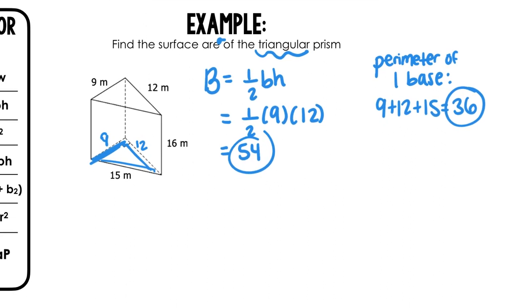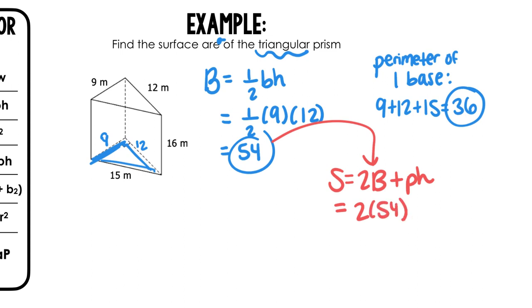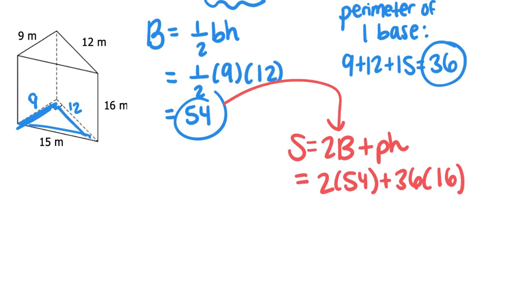So the surface area of a prism, the formula is above in your notes, and it's also on your formula sheet. It's S equals 2B plus PH. So I'm just plugging into that. I know that big B is 54, so I'm going to put a 54 there. P is the perimeter of the base, which I found to be 36. H is the height of the prism, which is 16. So just plug that into a calculator. You should end up getting 684 square meters. So that is our final answer there.